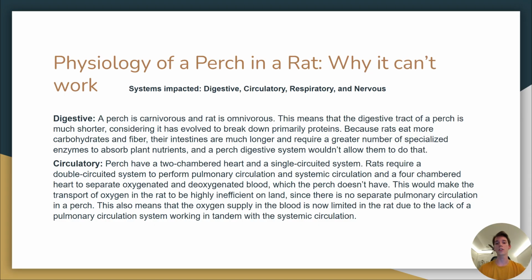And then a perch's physiology wouldn't work in a rat because they have two different diets. So in the digestive system, the perch's is much shorter because it's usually only breaking down proteins, and then the rats need plant material and other nutrients like carbs and fibers that the perch system wouldn't be able to digest, so the rat would die. And then in the circulatory system, perch have a two-chambered heart and a single-circuited system, which is inefficient compared to a rat's double-circuited four-chambered heart system. So the rats wouldn't be able to transport as much oxygen because it doesn't have that separate pulmonary circulation.